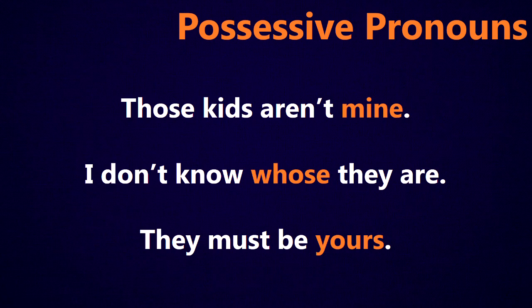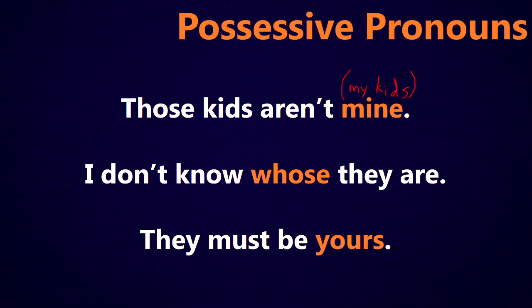For example, these kids aren't mine. So the word mine here is a pronoun. It's taking the place of a noun phrase. What is the noun phrase it's taking the place of? My kids. So I could say, those kids aren't my kids. Or I could just say, those kids aren't mine. So mine is a pronoun. It's taking the place of my kids. And you see my kids is a possessive noun phrase because my kids, they belong to me.